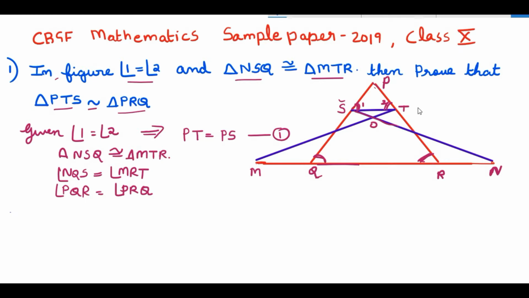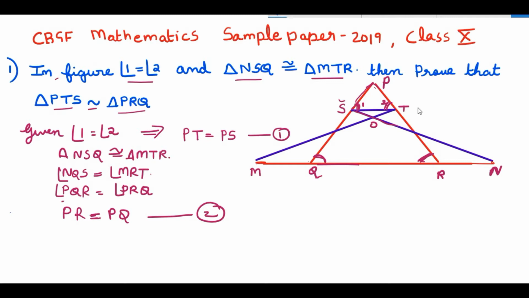From the congruence definition we wrote this, PQR is equal to PRQ because both are equal. NQS also I can write NQP, since S is a point on the line segment PQ. So again, if the base angles are equal, those sides will be equal. So I can write PR will be equal to PQ. So the sides opposite to equal angles will be equal. We have used that statement.